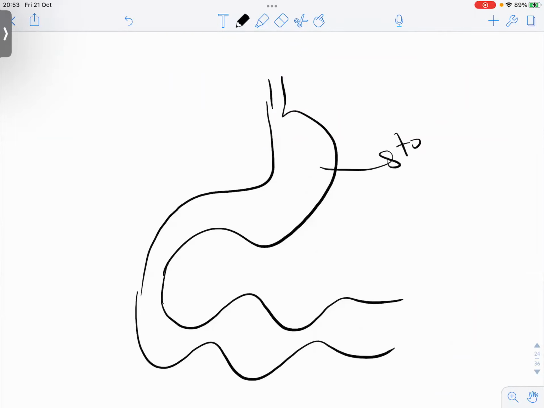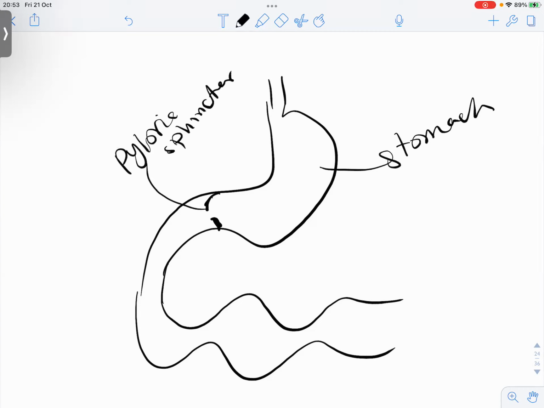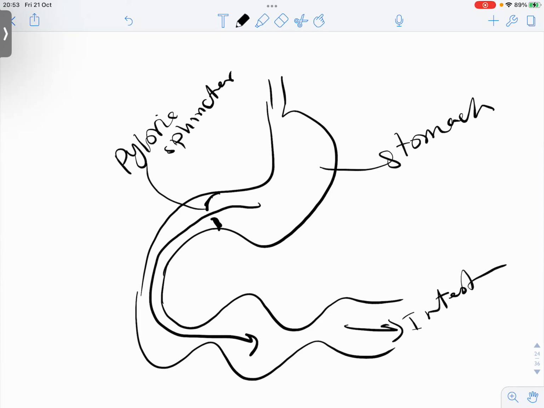There's the stomach, and here you have the pylorus, or pyloric sphincter. It's like a door. When open, the food will go to the intestine. Some disease is called pyloric stenosis.